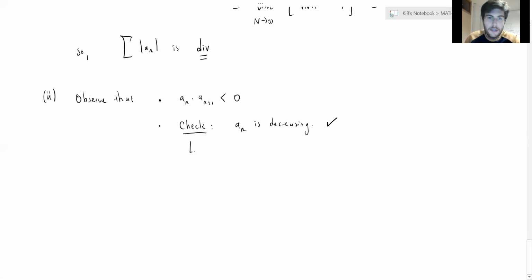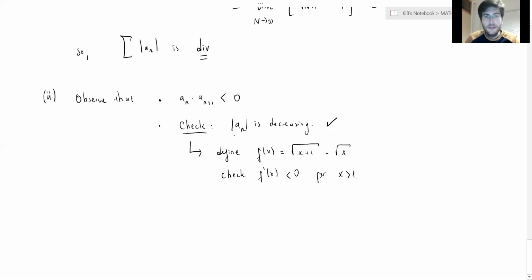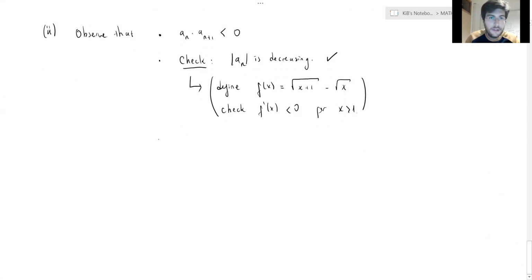How to check? If you like, you can use the corresponding function. Define a function f of x, which is, of course, something like this: square root of x plus 1 minus square root of x. Is that correct? Check that f prime of x is always negative for x greater than 1. This is your exercise. You can check, and then we actually see that this thing is decreasing.